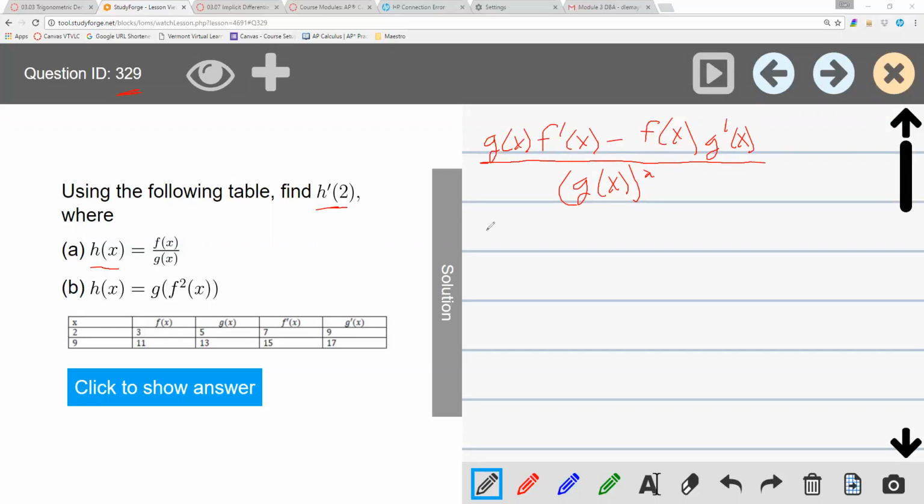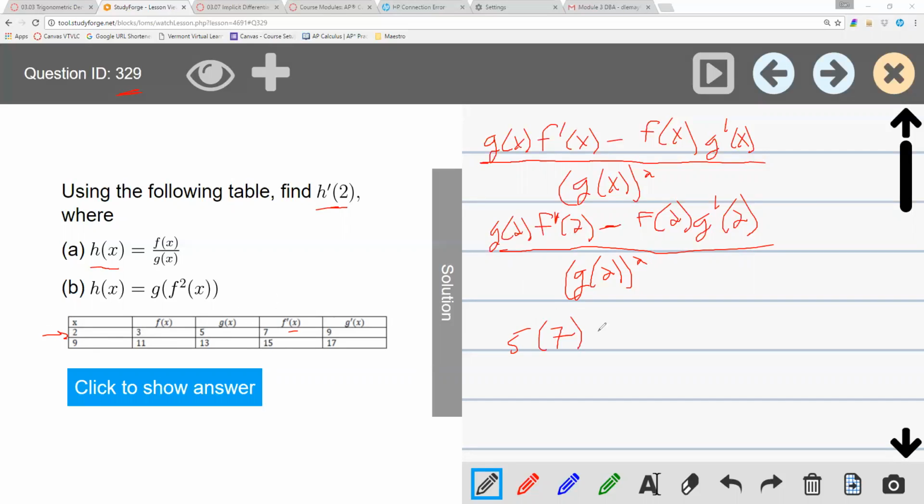So then we want to evaluate this at x equals 2. So we're looking for g of 2 times f prime of 2 minus f of 2 times g prime of 2, all over g of 2 squared. And now what we need to do is refer to the table that they provided us over here, and we're talking about the row where x equals 2. So g of 2, they're telling us, is 5. f prime of 2 is 7. And f of 2 is 3. And g prime of 2 is 9. And that's all over g of 2 squared.